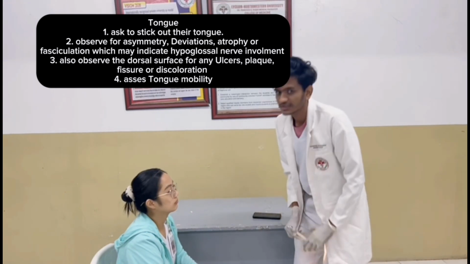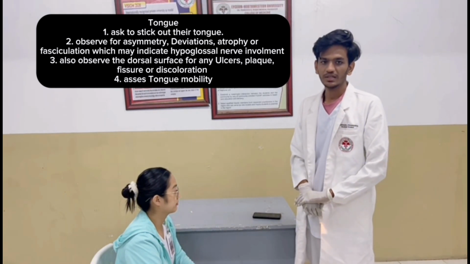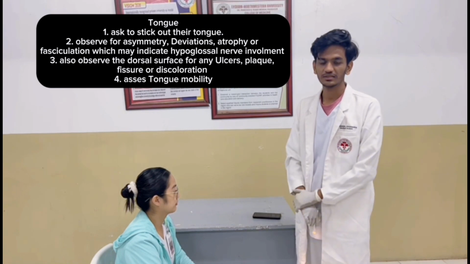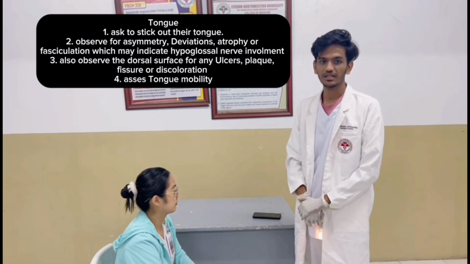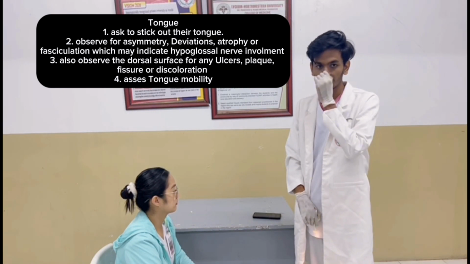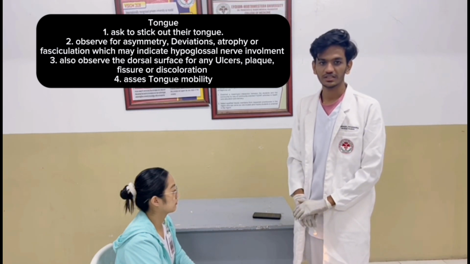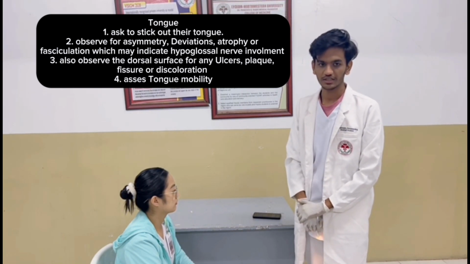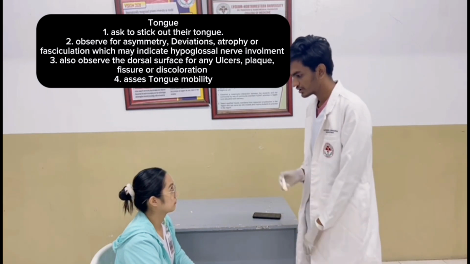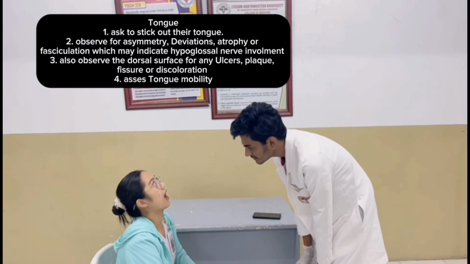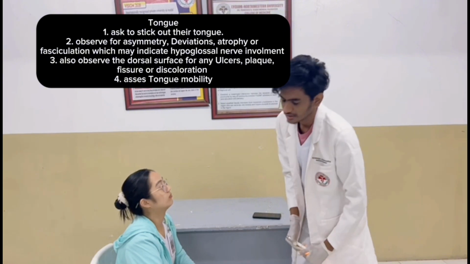So in the mouth, we assess the color of the tongue, and if there are any lesions, like swelling or scarring, so the tongue is normal. And now I will assess the mobility of the tongue, which is the hypoglossal cranial nerve. Can you move your tongue left and right? So the hypoglossal nerve is intact, which is normal.